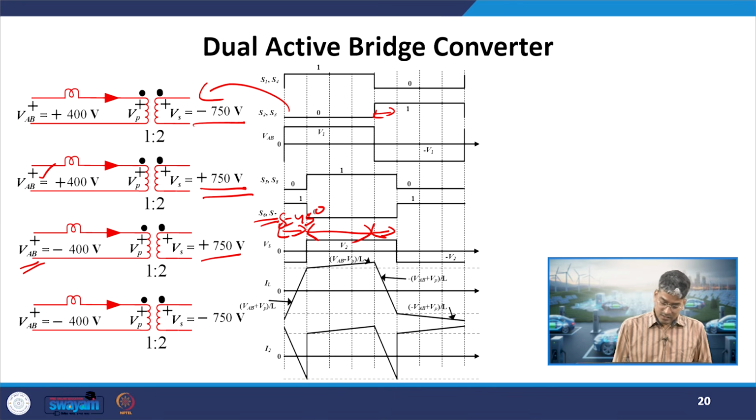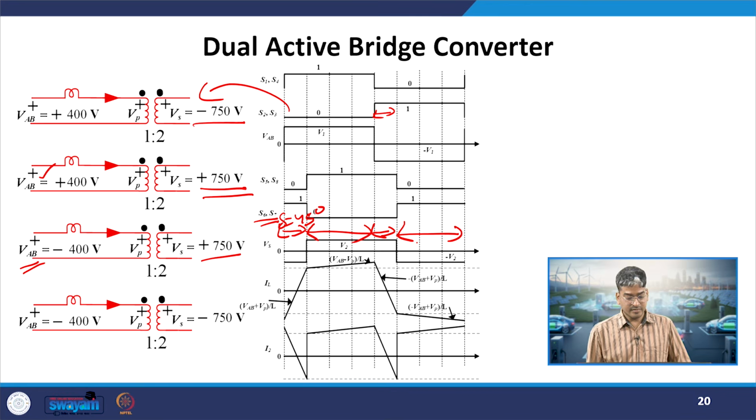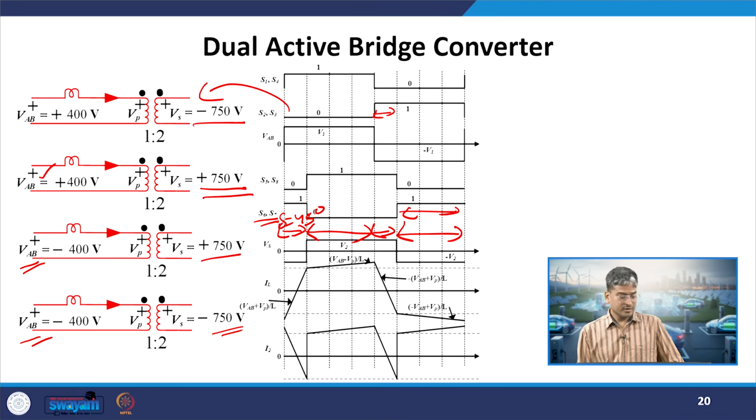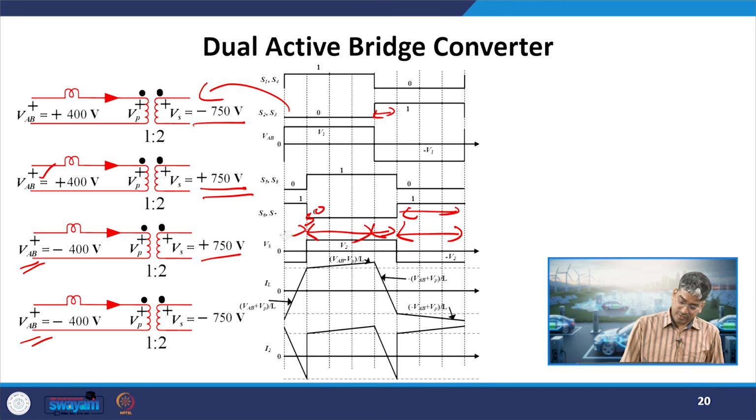Okay. Now, the mode 4 in this case, if you see we have now switched back to S6 and S7 on the secondary side, whereas the primary side still maintains S2 and S3. So, the primary voltage will still be at minus 400 and the secondary side voltage will become minus 750. Okay. So, after that what will be the next step? Now, we have eliminated the primary and secondary side bridge.